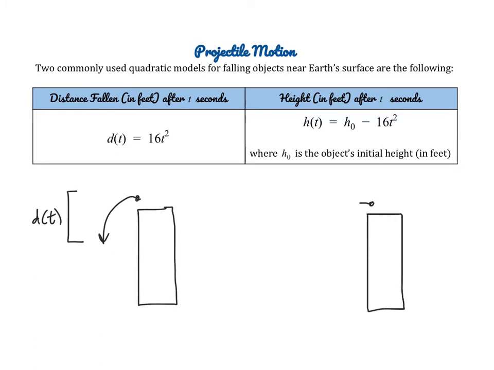We have that same building and that same object is falling, but now we're using this model. This model tells us the height in feet after t seconds. The model is h of t equals h sub 0 minus 16t squared, where h sub 0 is the object's initial height, so how high it is before it falls, in feet. So this model tells us how high it is off the ground after t seconds. Again, this first one tells us how far it has fallen after t seconds. The second function tells us its height after t seconds. So similar scenarios, but two different outputs.